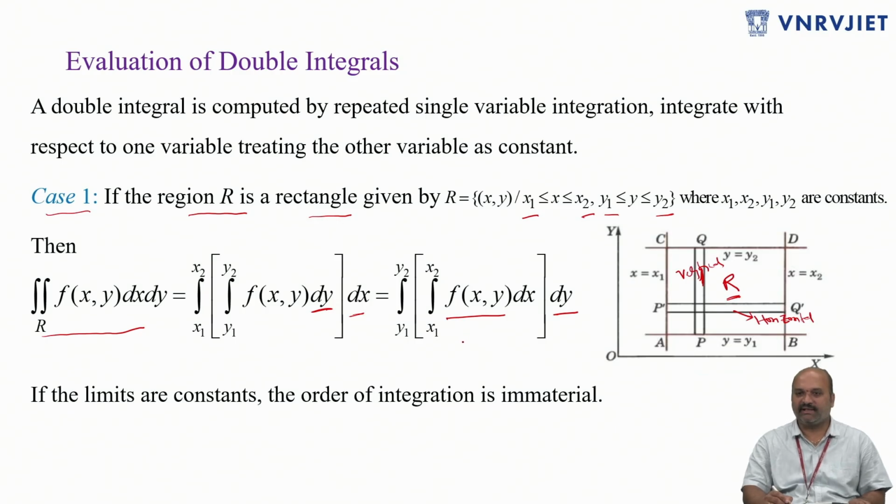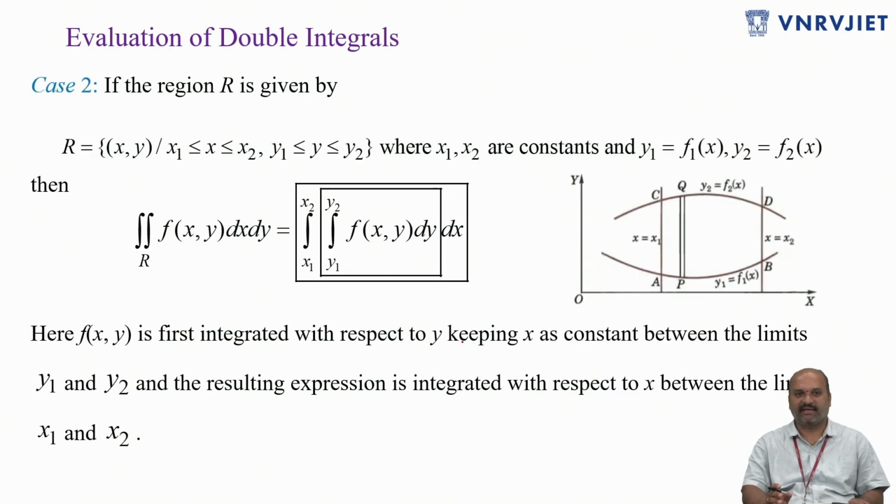If both the integral limits are constants, we evaluate first with respect to y, then with respect to x. Or we evaluate first with respect to x, then with respect to y. Okay. Case 2, let's see. So what is case 2? Here, the region R is given by x lying between x1, x2, y lying between y1, y2. But here, the difference is, x1, x2 are constants, whereas y1 and y2 are functions of x, say f1 of x and f2 of x.